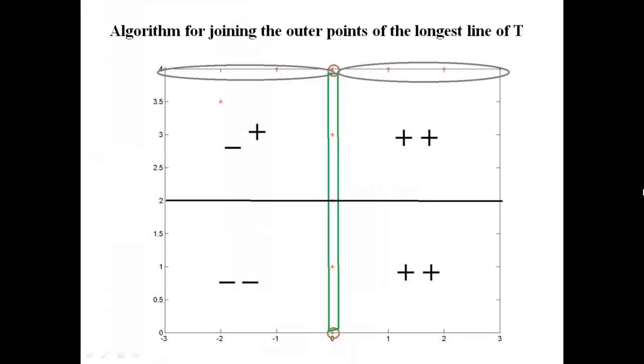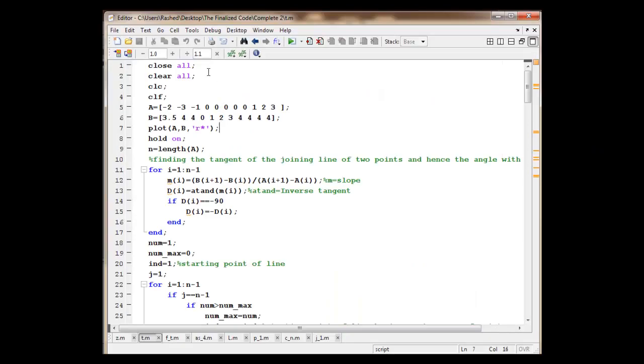Almost similar logic as Z was used for the coding of T. Just in this case, the quadrants of the outer point sets would be adjacent. This is our code for T and this is the output.